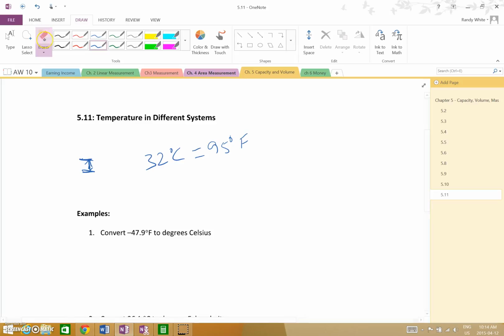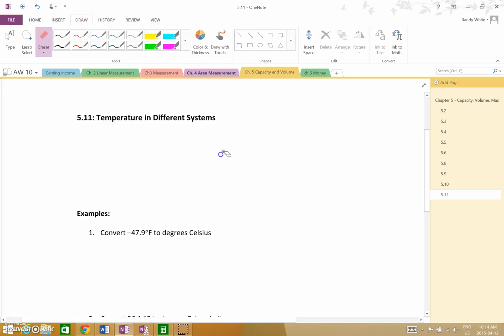But what happens is as we get colder, they start to get closer together. And so -40 degrees Celsius is actually also -40 degrees Fahrenheit. So that's when they match up. But everything between then, we need to do a little bit of conversions.